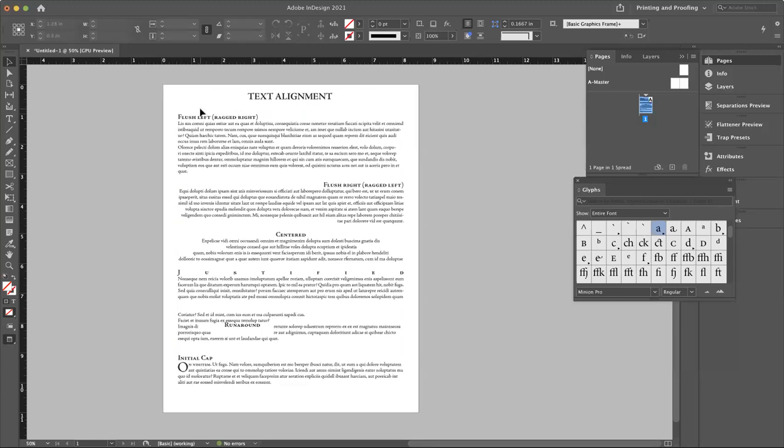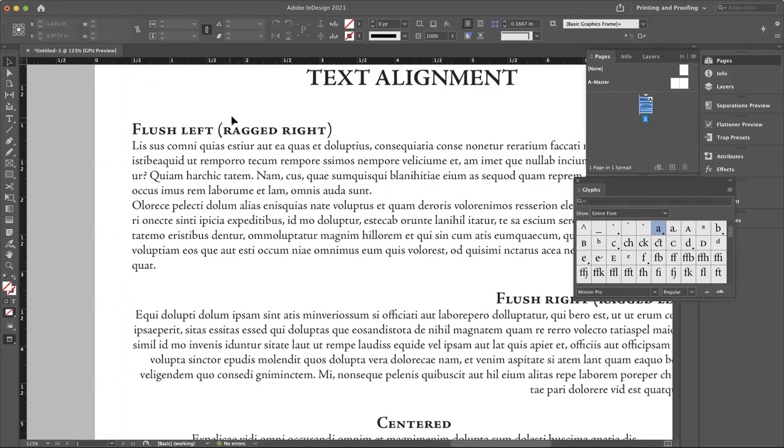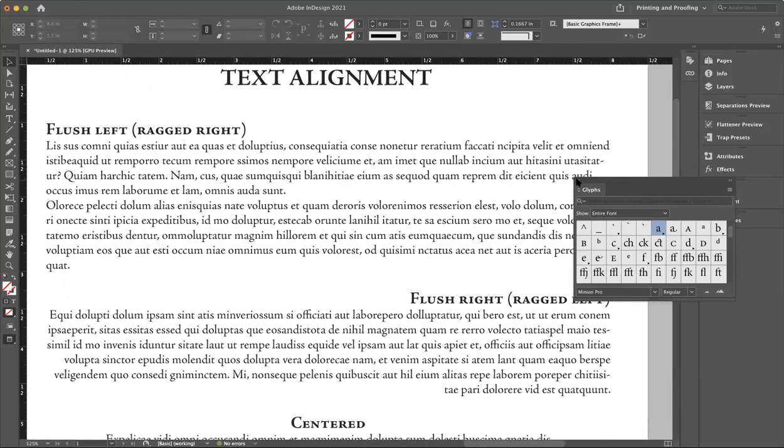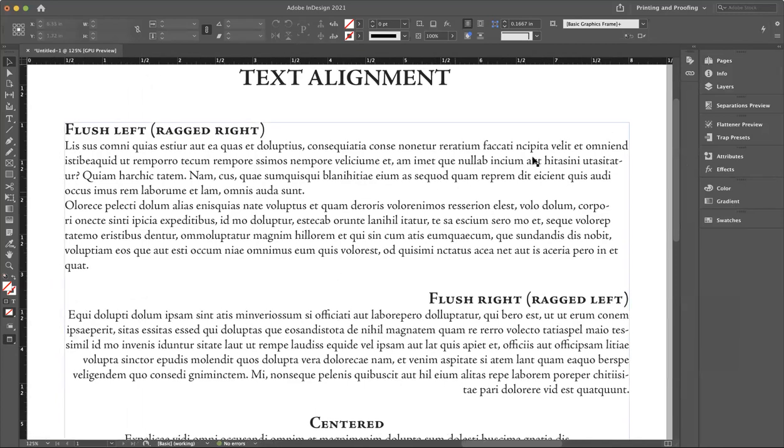So, text alignment. The top one is called flush left or ragged right. So, flush left or ragged right means the left side of your page is a solid vertical line and all the text aligns there. It's just aligned to the left. The right side is the end of sentences, the end of words, the end of lines, as best as you can fit, sometimes with, sometimes without hyphenation.